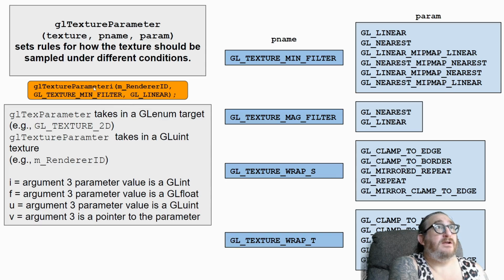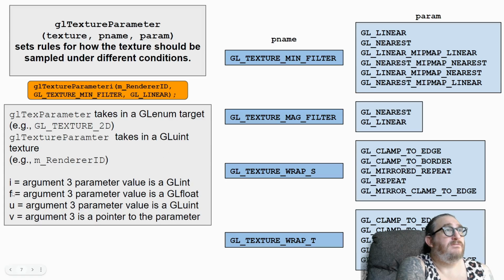Now there's several different versions of this texture parameter function. Notice there's an I here. I've defined what the different letters mean when they're after here. If there's an I, it means that the argument 3 parameter is a GLint. If there's an F, it means that value is a GLfloat. U is a GLuint. And if there's a V, it means that argument 3 is a pointer to the parameter.